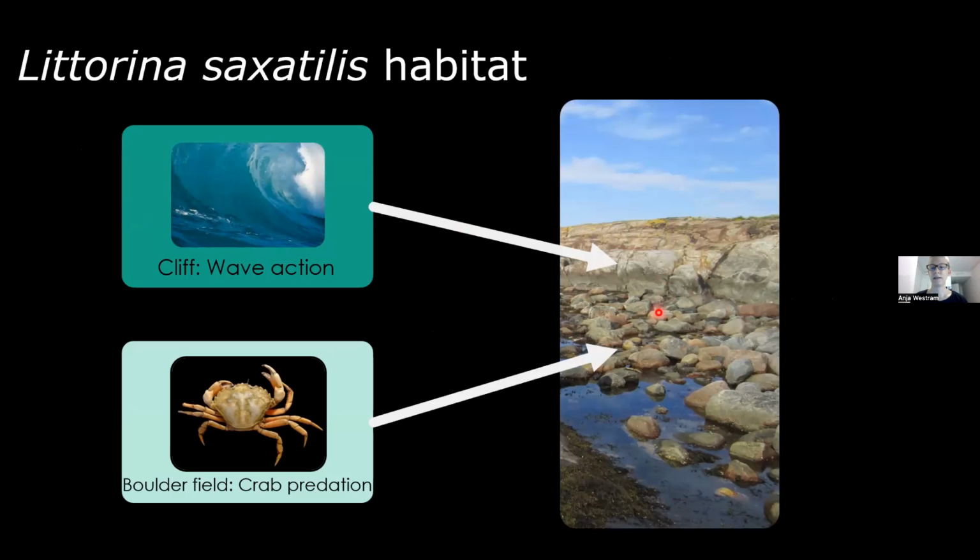And the interesting thing here is that on these rocky shores, as you can see here, we have two quite distinct habitats. So we have cliffs that can be almost vertical and that are exposed to quite strong wave action during the high tide. And on the other hand, we have these quite flat boulder fields where we have a lot of crabs walking around that feed on snails. And those crabs cannot walk up the steep cliffs, so that crab predation is limited to these flat boulder fields. And so we clearly have very distinct selection pressures in these two habitats.